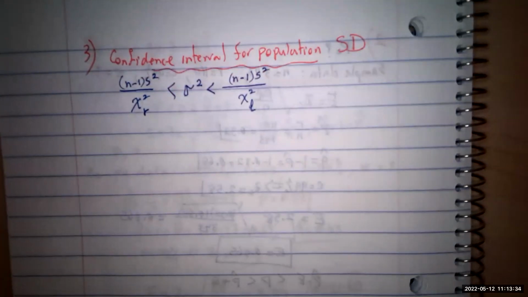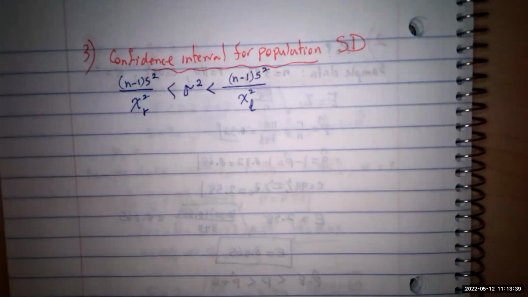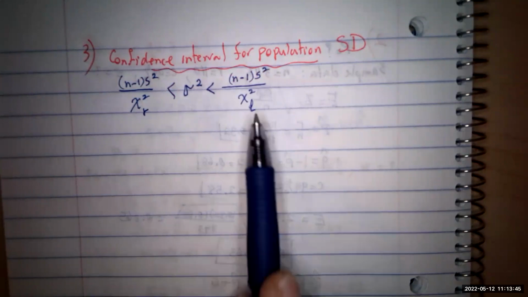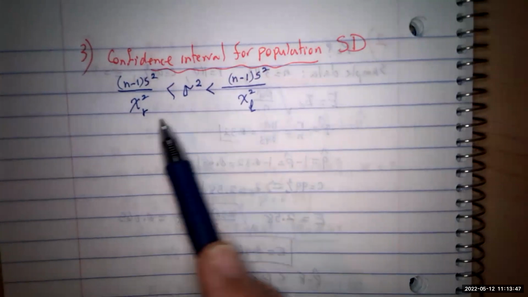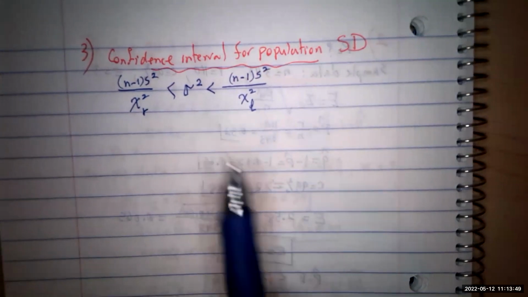This is for the variance. You find the variance and you take the square root. That would give you a standard deviation. Okay. Now the main thing, you have to find these two: chi-squared to the right, to the left. Okay, now how are we going to find it?